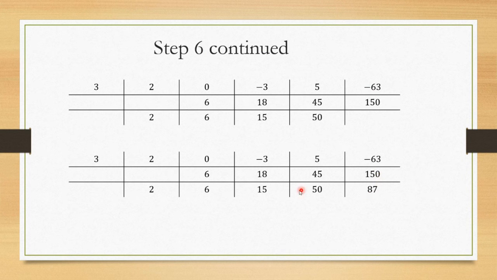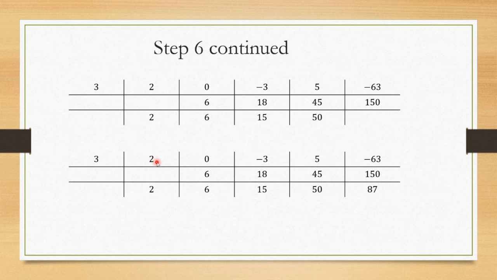So that's what happens here. So that's what we get. So now we get 87. Now notice there's no columns over here, so we stop. These numbers are the coefficients of your quotient, and it's always 1 degree less than your dividend.